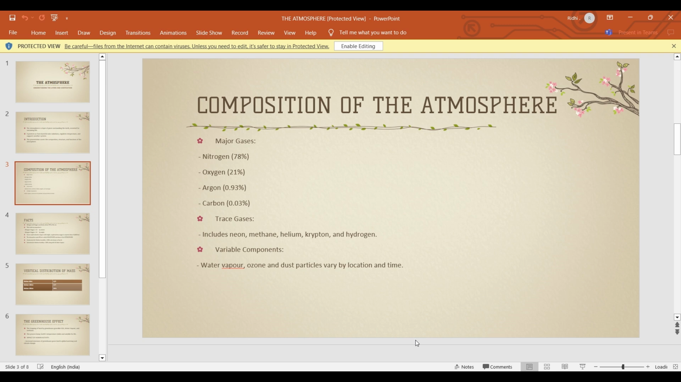The variable components include water vapor. Water vapor is variable in a way that in warmer air mass, the amount of water vapor is greater than in cold air mass. Ozone and dust particles vary with location and time.